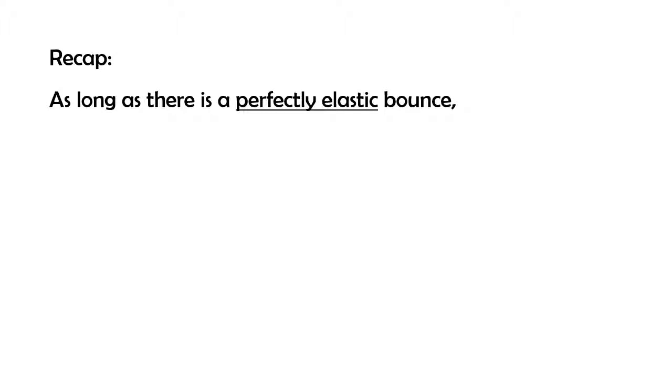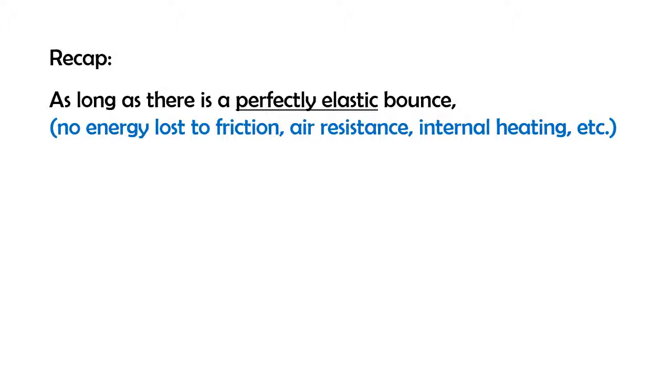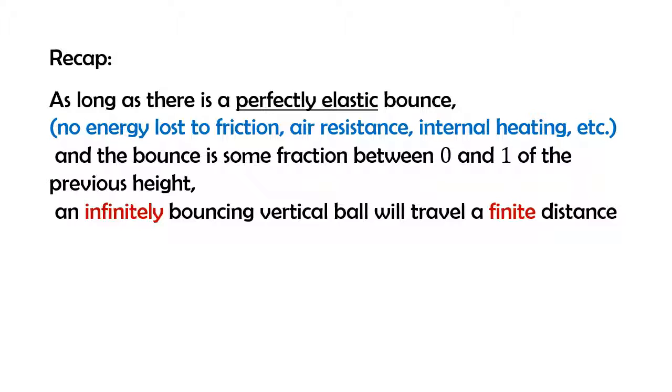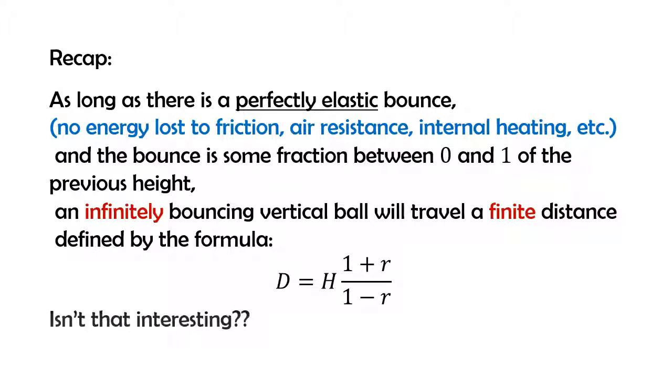So to recap, as long as there's a perfectly elastic bounce, and by that I mean that there's no energy loss to friction when it hits the surface, or air resistance as it's falling, or internal heating when the molecules of the ball rub against each other on the inside, or anything like that, and the bounce is some fraction between 0 and 1 of the previous height, an infinitely bouncing ball, something that's bouncing up and down an infinite number of times, in other words, it's bouncing forever, will travel a finite distance, and that finite distance is defined by this formula. Isn't that interesting?